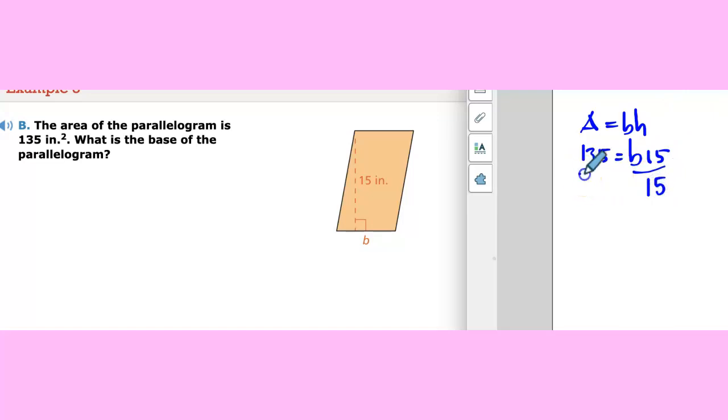Mind my numbers, my handwriting is so horrendous. So we cancel this out. 15 divided by 15 is 1. That's why we can cancel it. So b is 135 divided by 15. That gives us 9. And since the unit is inches, it's 9 inches.